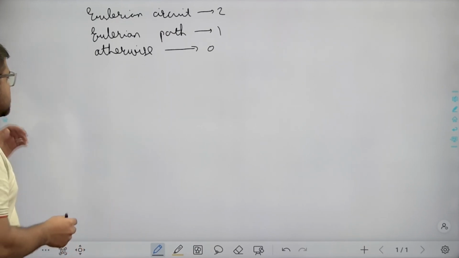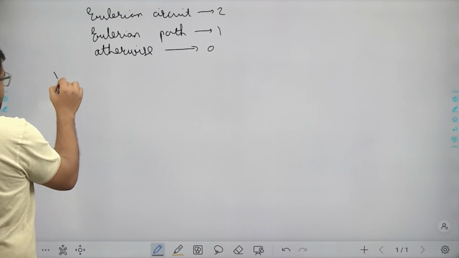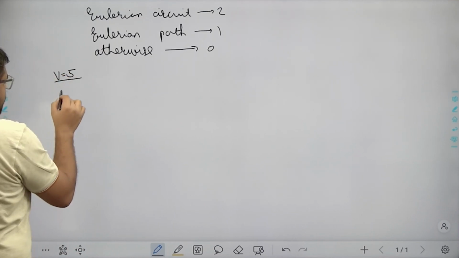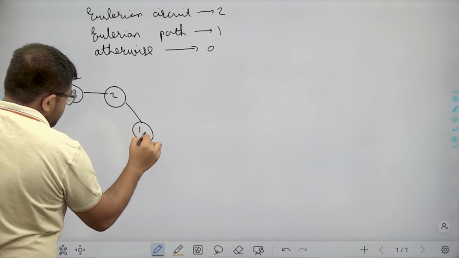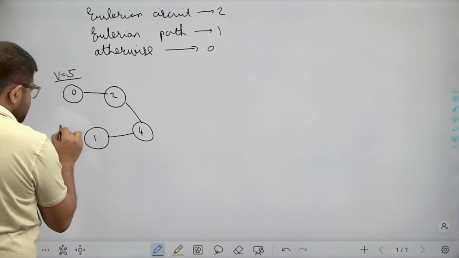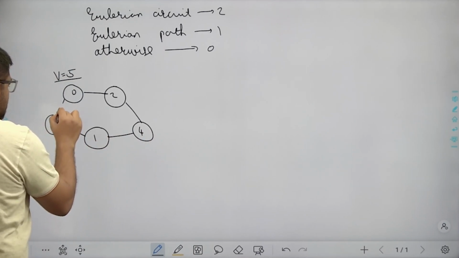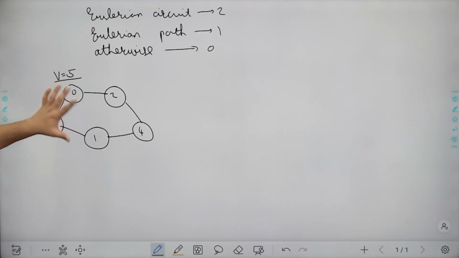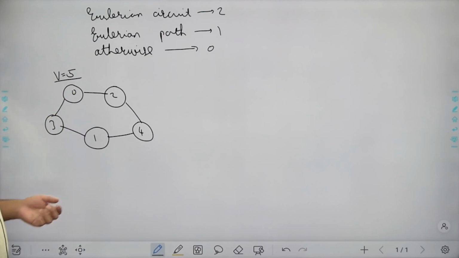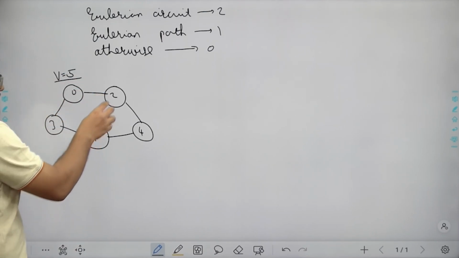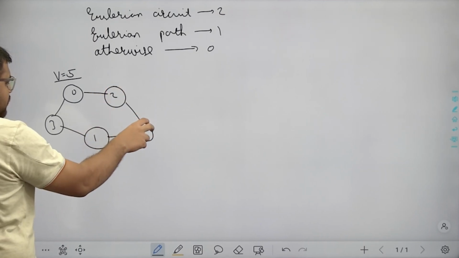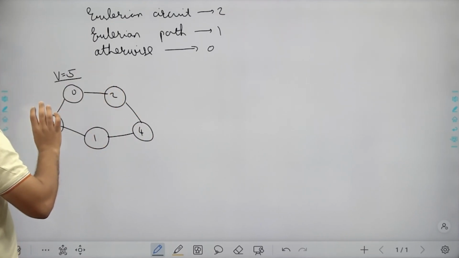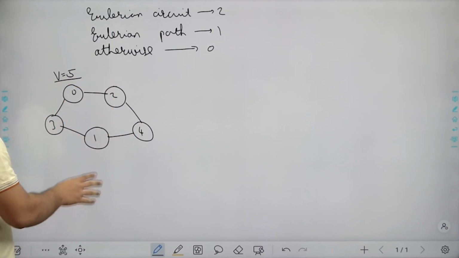Okay, so there is one possibility. Let's say you have 5 nodes, 0 to 4. So this is node 0, this is, let's say, node 2, this is node 4, this is, let's say, node 1, and this is, let's say, node 3. So this is the possibility. This is an Eulerian circuit. Why? Because you can start from any vertex. Let's say you start from 2. So you went from 2 to 4, 4 to 1, 1 to 3, 3 to 0, and 0 to 2.